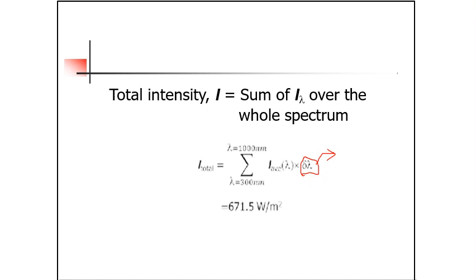So for the I total for that particular time, 1:48 p.m., when they plotted all the values and did the integration, they got 671.5 watt per meter square. This is usually read by the pyranometer, and when we place the pyranometer, it receives all the radiation and gives us the reading in watt per meter square.